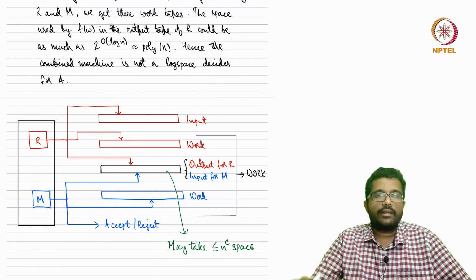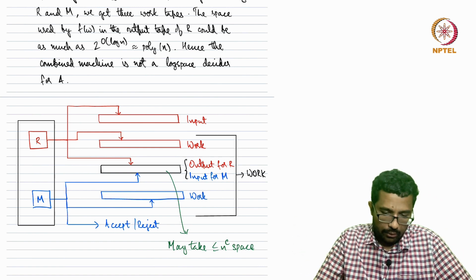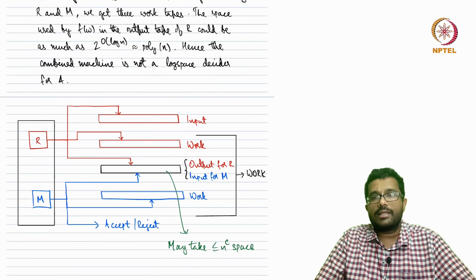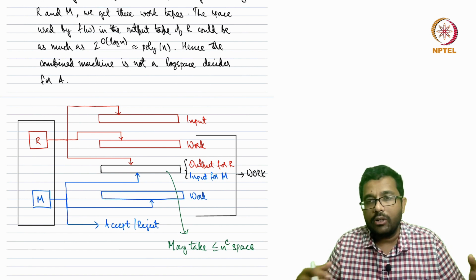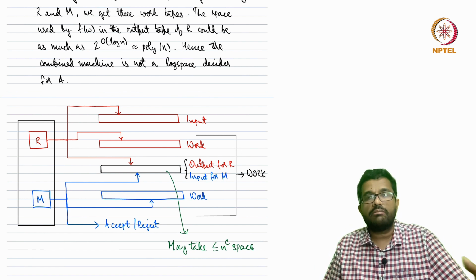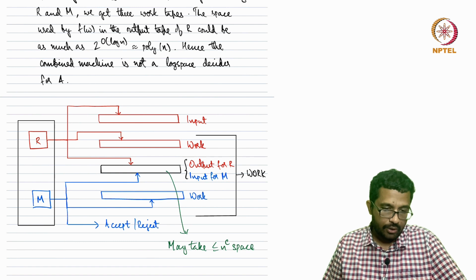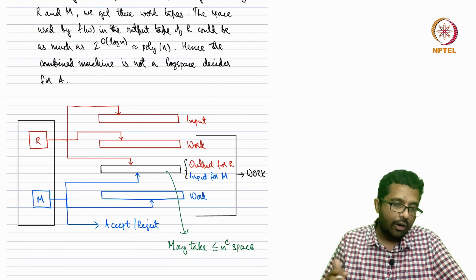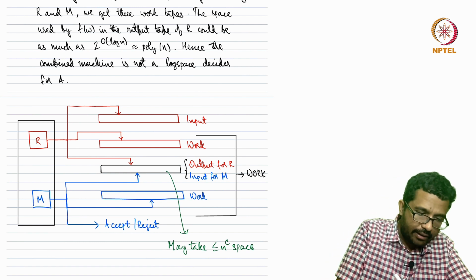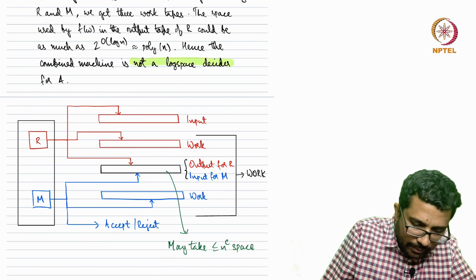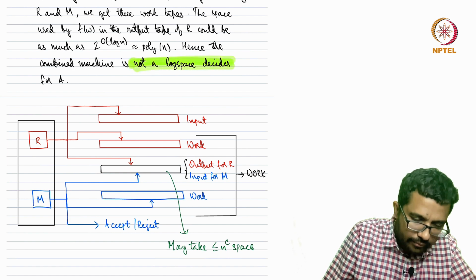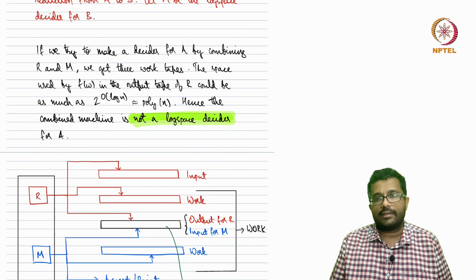Up to n power c space. So now this is no longer log space, this is polynomial space. We need only O(log n) space, and n power c is much bigger than O(log n) space. So this is not a log space decider. Combining it in this way, it is not a log space decider for A, so we cannot combine it like this.